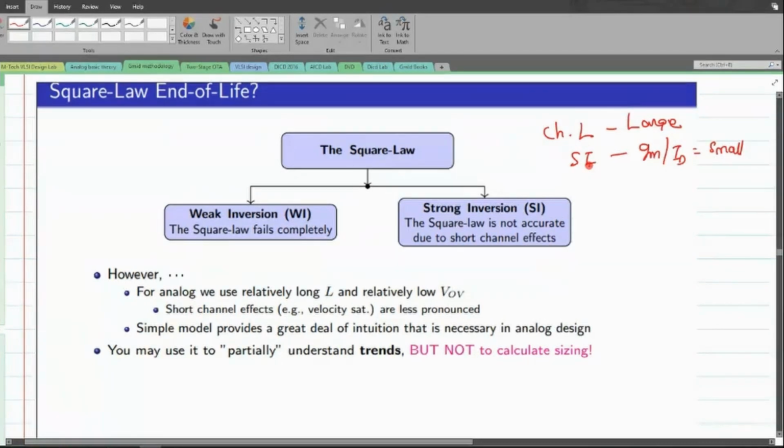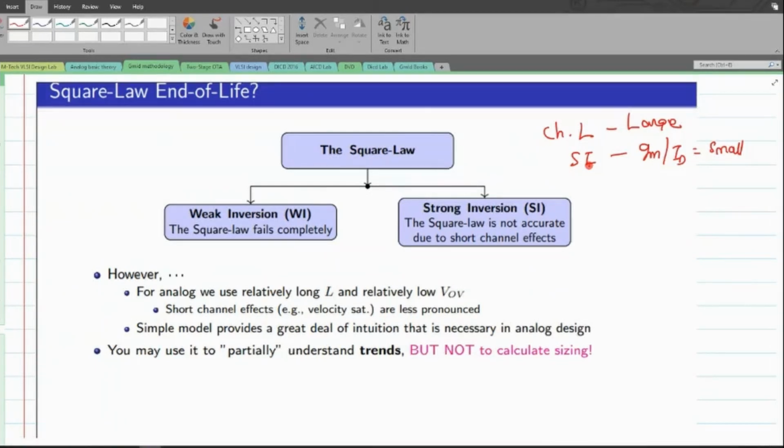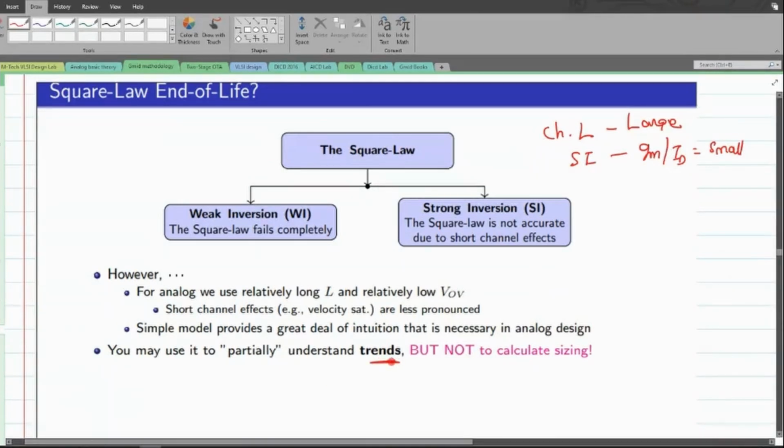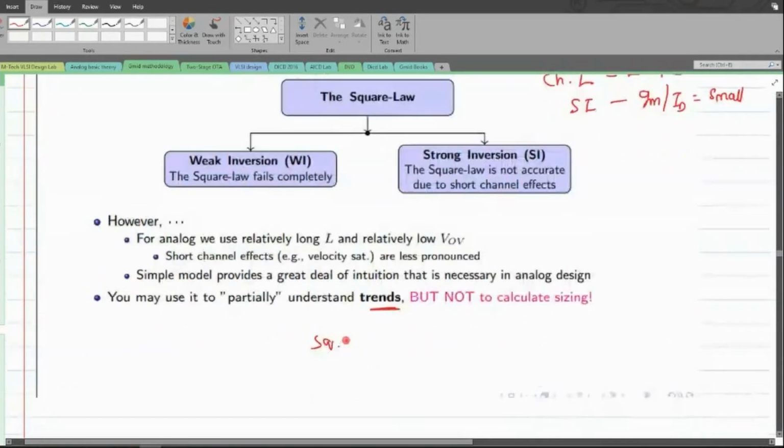One of the important reasons why we still go through the square law model in our classes is that it helps us to understand the trends. What do I really mean by trends? Say, for example, you want to achieve a particular spec. In order to achieve a particular spec, we have to have some sort of simple model. So I need this current equation, which I'm writing as the square law model.